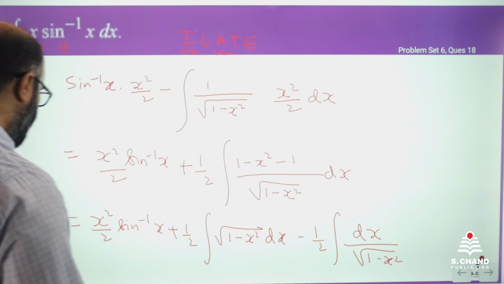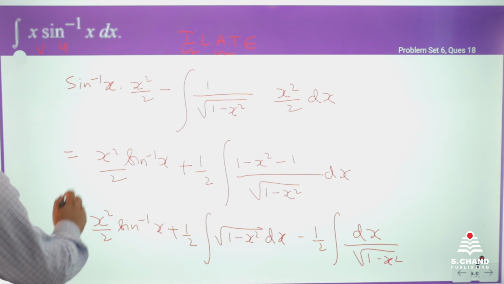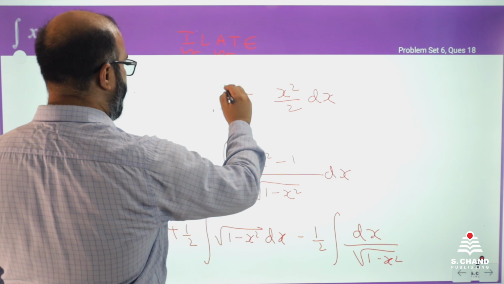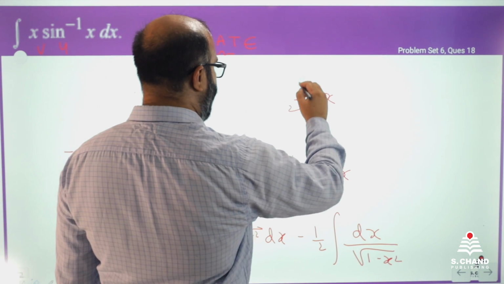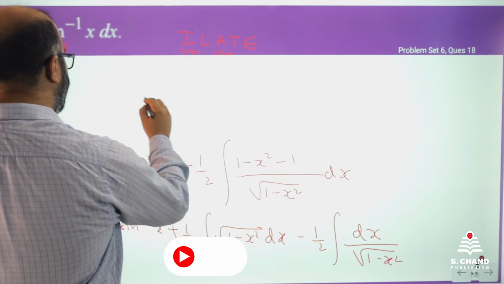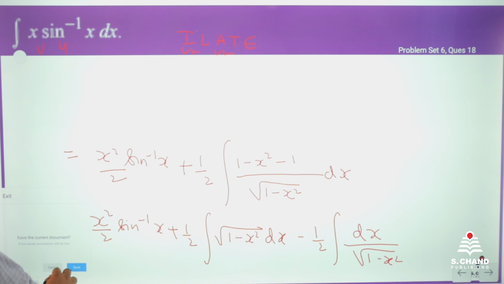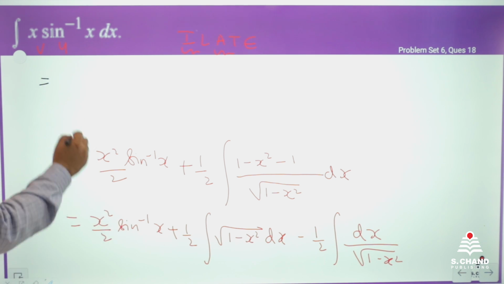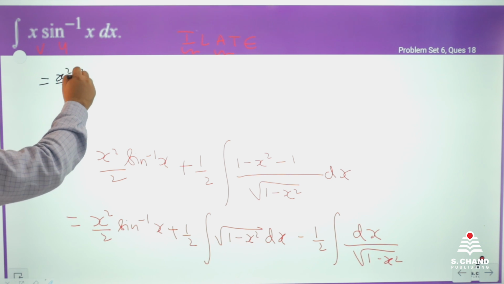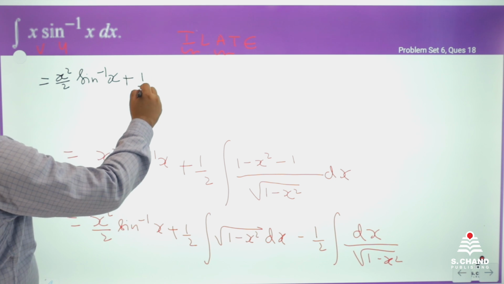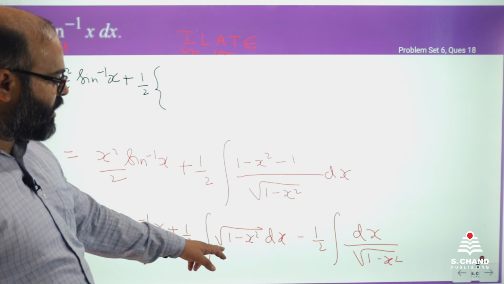So after getting this, now you have to just apply the formula. I hope you remember all the formula. So we are applying the formula. What are the formula which we have to apply here? The first formula is root over a square minus x square, and the second formula is 1 by root over a square minus x square. So if we calculate, the first part is as it is, x square by 2 sine inverse of x, plus this is 1 by 2, and this is root over a square minus x square.